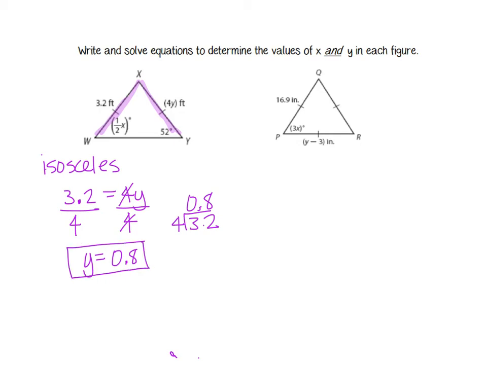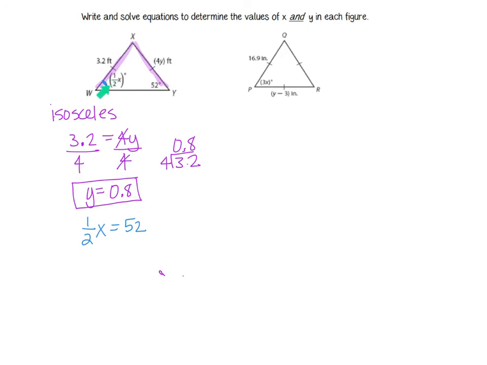So now I also have to solve for x. So when I solve for x, I have to look at what they give me. Well, for x, I have an angle measurement. I have 1/2 x. That's a pretty bad looking 2. There. 1/2 x is equal to 52. So the opposite of 1/2 would be multiplying by 2 over 1, or we can think about it as just multiplying by 2. These cancel each other out, and I'm left with x by itself. 52 times 2 would be 104. So x is equal to 104.